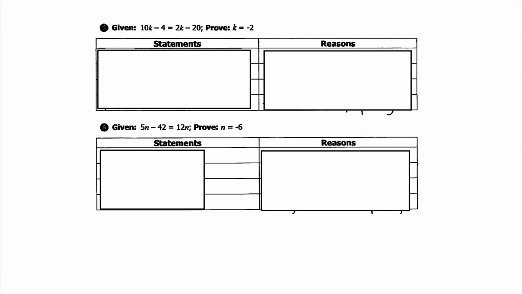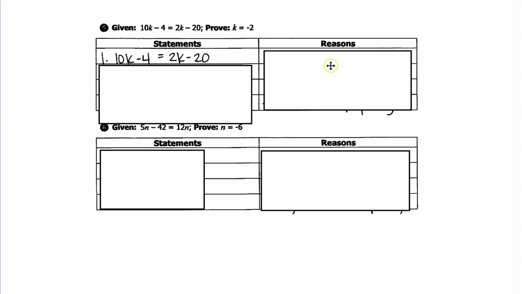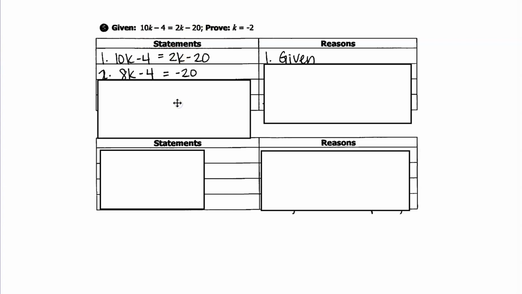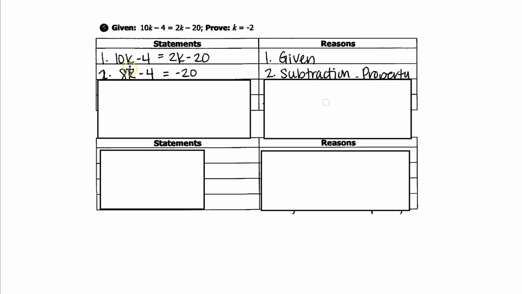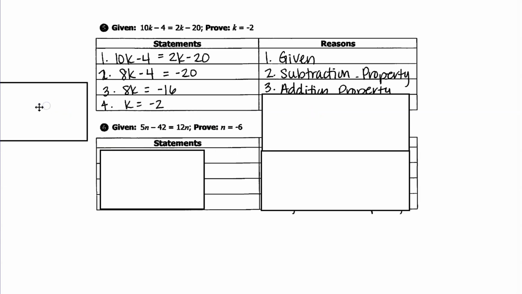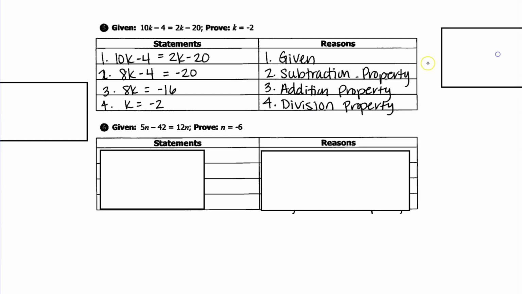All right, so for number 5, we're going to write our given. We notice that we have variables on both sides, constants on both sides. So we're going to go ahead and move over our 2k. So we subtracted. We then added 4 to the right side, which gives us the addition property. And then finally, we divided by 8, which gave us k equals negative 2. So that's the division property.